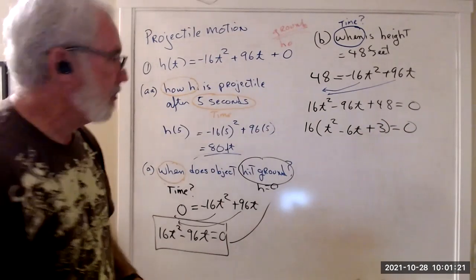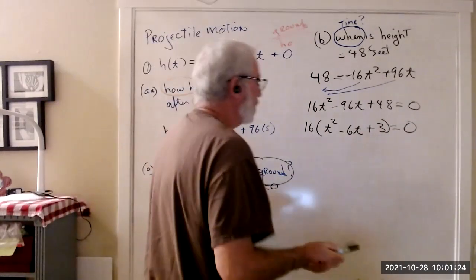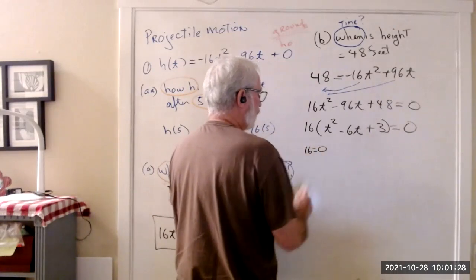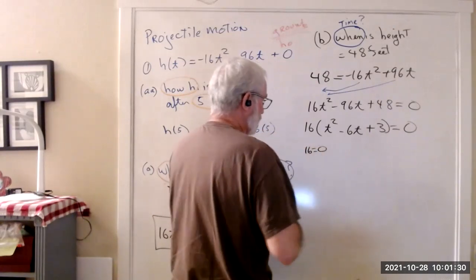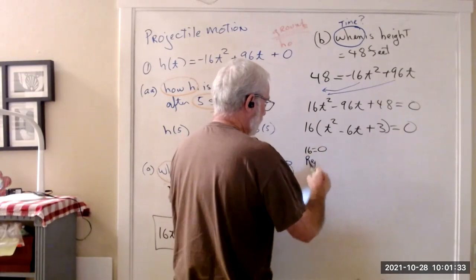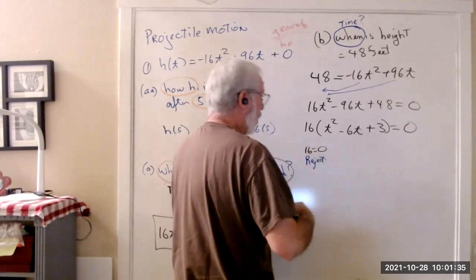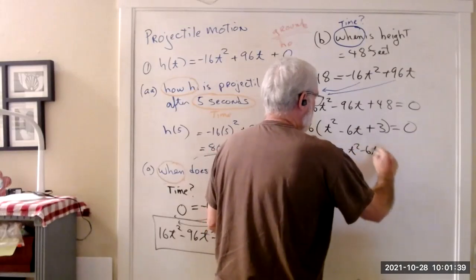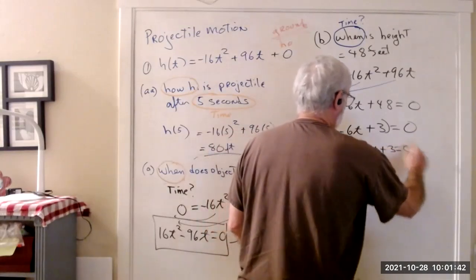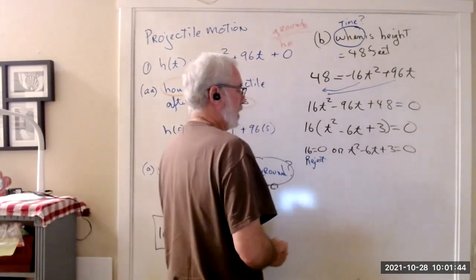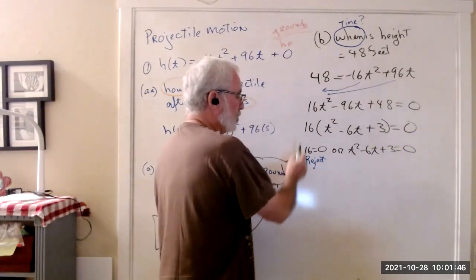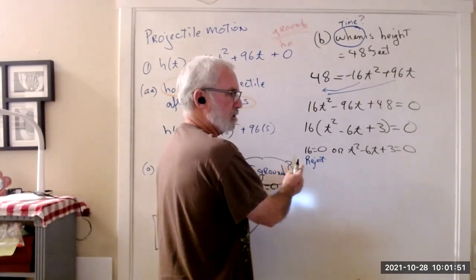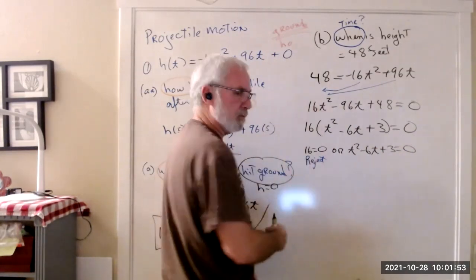Okay, so here we go. Either 16 equals 0, which is pretty dumb. Reject that. Or t squared minus 6t plus 3 equals 0. And this is so ludicrous, 16 equals 0, many instructors never even bother to write it. They just go, that's dumb, forget it.